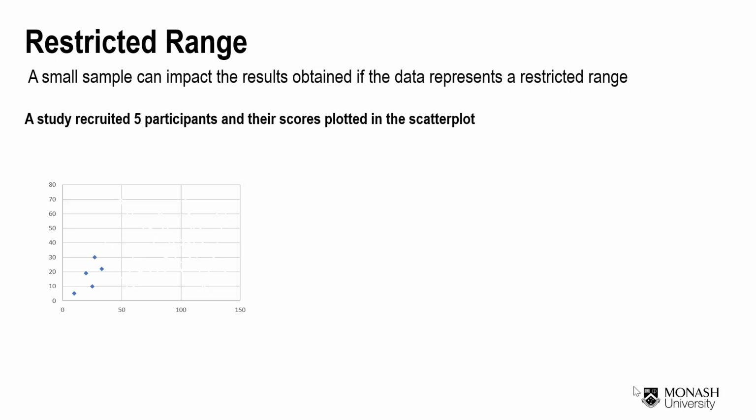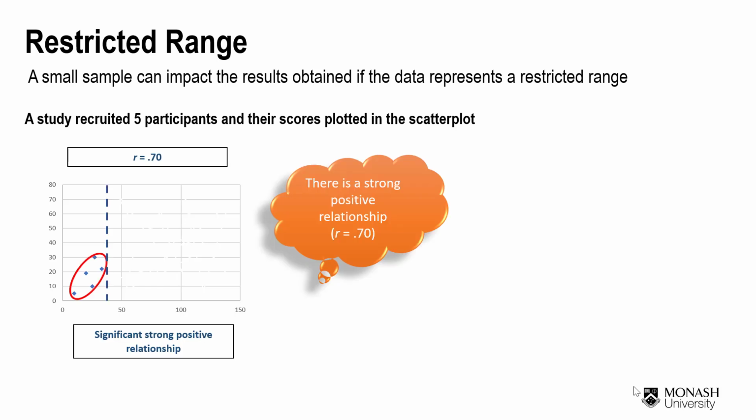Consider we recruited 5 participants and their scores plotted in the scatterplot. In this case, there is a strong, significant positive relationship between the two variables. However, we should consider what might happen if we continued to recruit more participants.